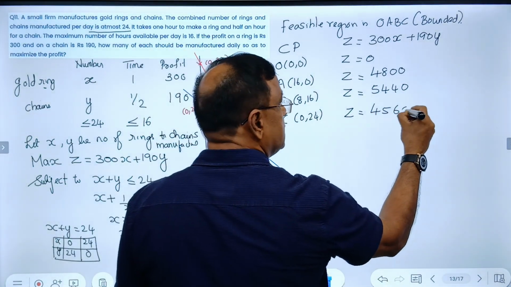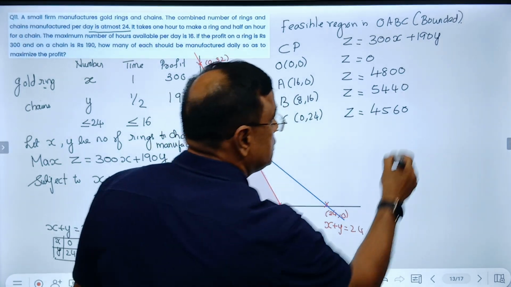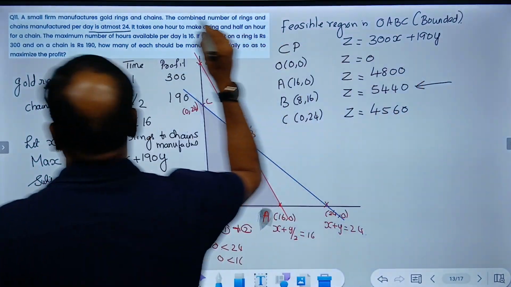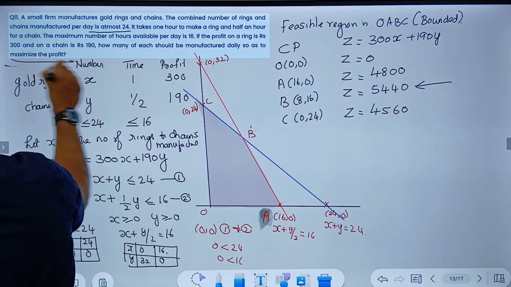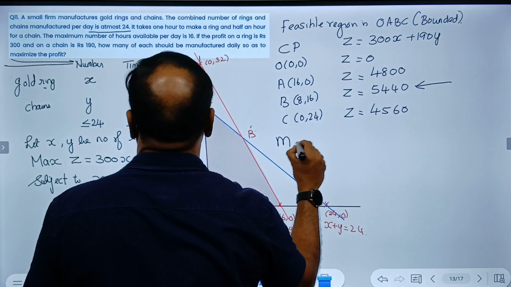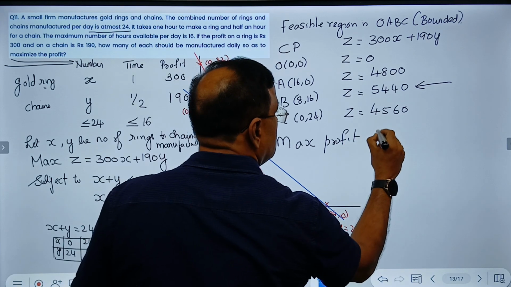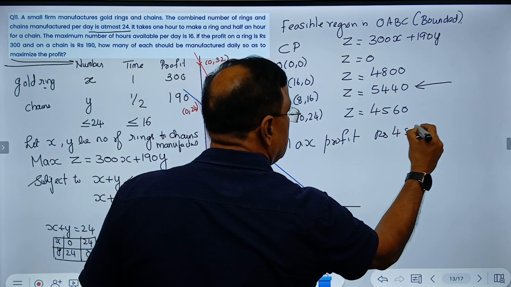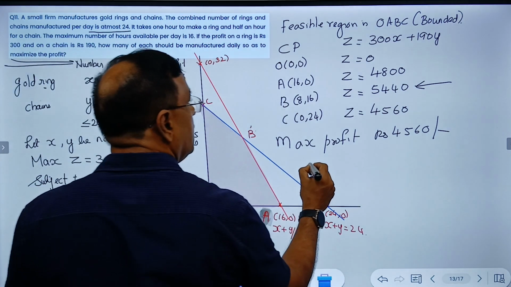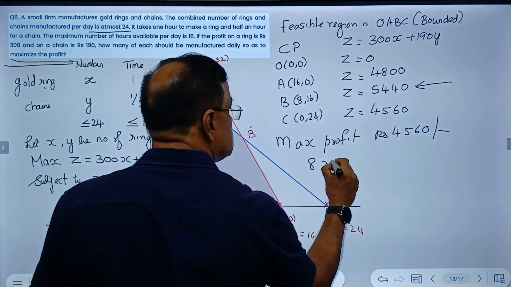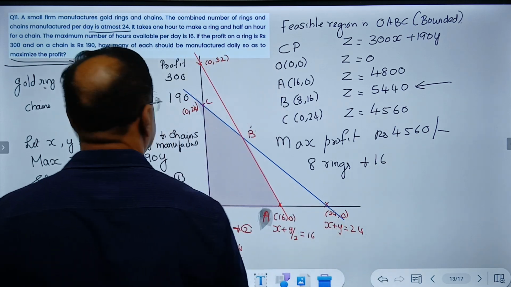4560. You can calculate it. The question is to maximize, right? Since it is to maximize, what you will write? The maximum profit is rupees 4560 for what? For making 8 rings and 16 chains.